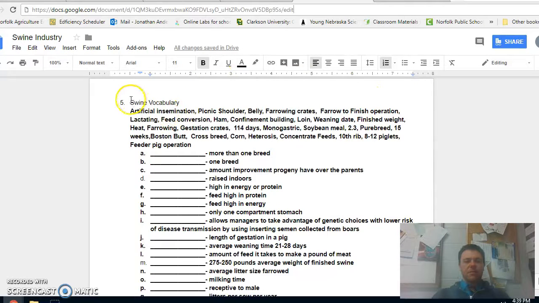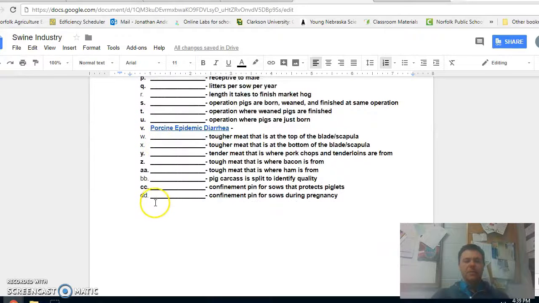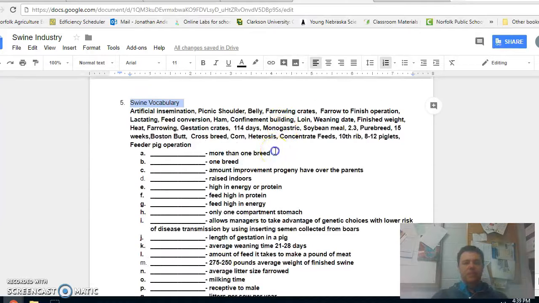Today what we're going to be doing is the swine vocabulary. With the swine vocabulary, some of these you may have, some of these you may not have, but we will be working through from A down to double D. With that, let's start off with more than one breed.